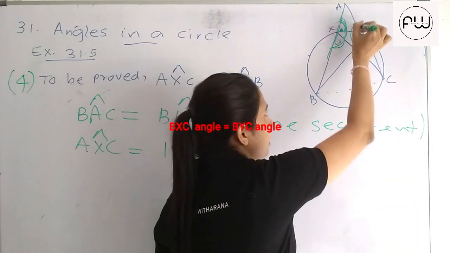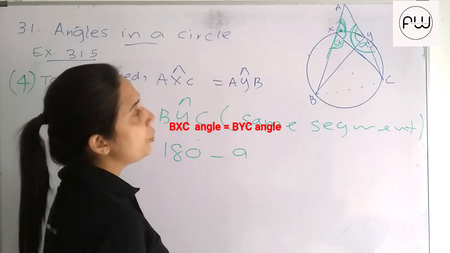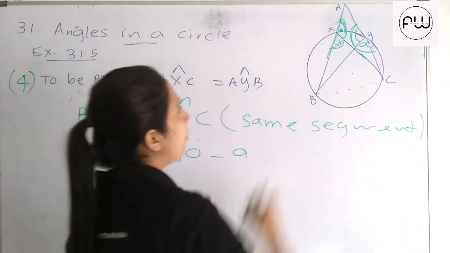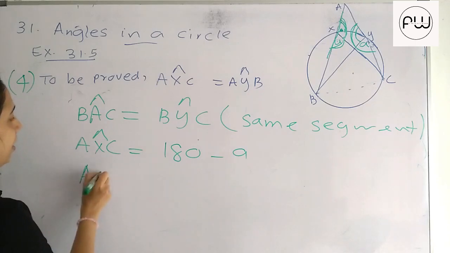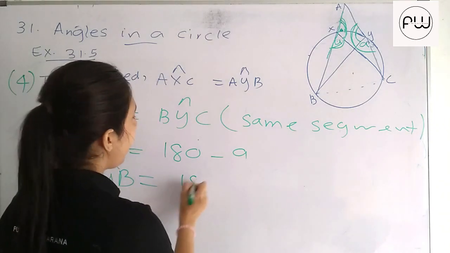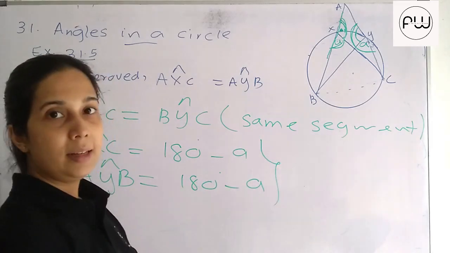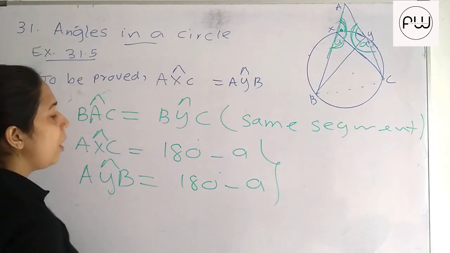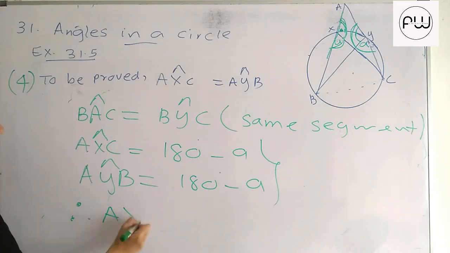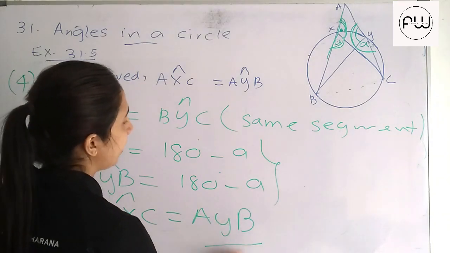Now this one is also a straight angle, so the magnitude should be 180. Then we can find the magnitude of angle AYB as well. Angle AYB is also 180 minus A. Then what happened? This side got equal. Therefore angle AXC equals angle AYB.